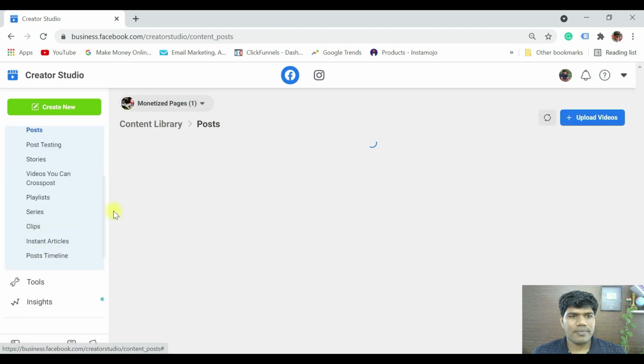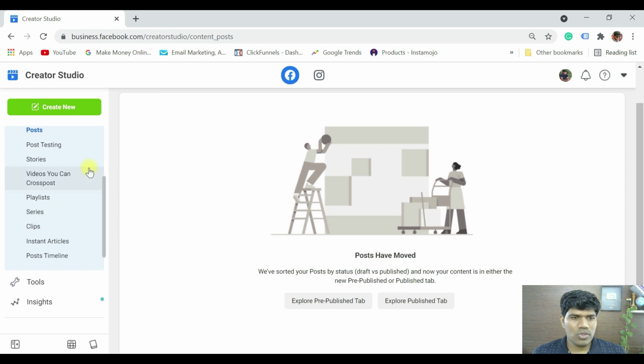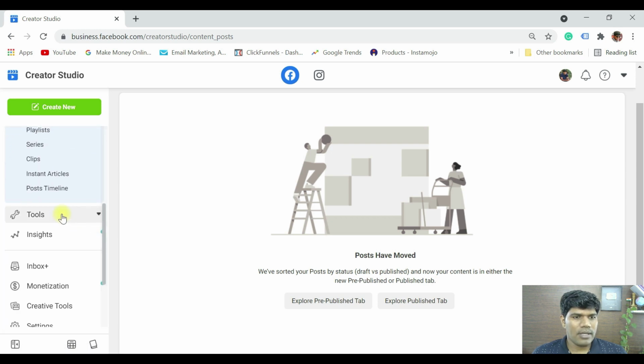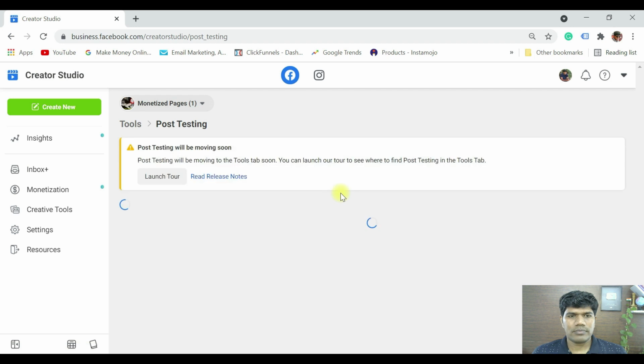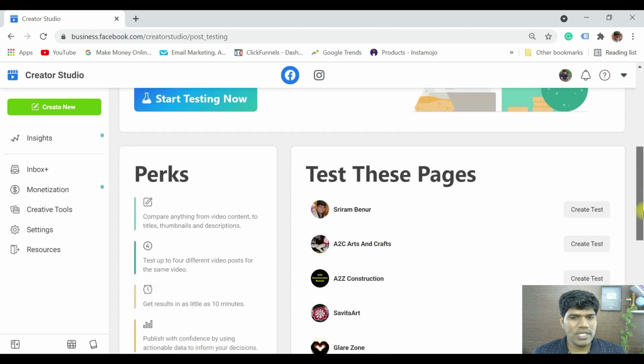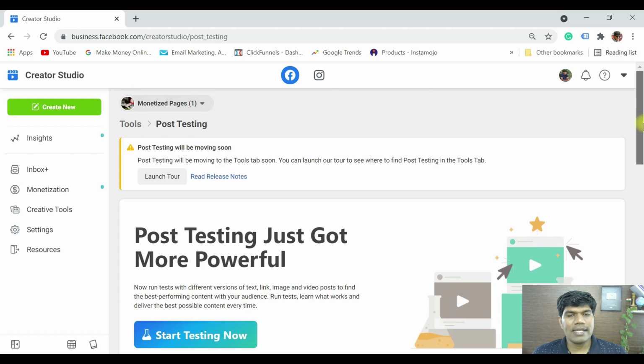Content library. Again, this has been moved, so you really don't need it right now, because this has moved to the pre-published and published section. Okay, so again, this is post testing. I have still not used this feature. Certainly I'm going to experiment and try this, and after that I can share more updates on this as well.